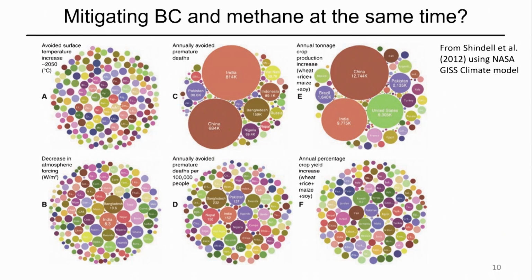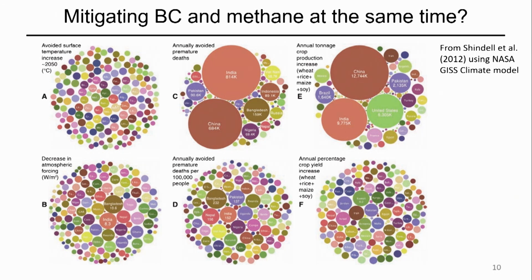And this isn't necessarily that new of an idea either. This figure comes from a paper that's been cited, I don't know, like 15,000 times by Drew Shindell using the NASA GISS climate model. And it looks at, what are the co-benefits from mitigating black carbon and methane at the same time? All right, so, agricultural mitigations or all kinds of different technological mitigations that you can implement.